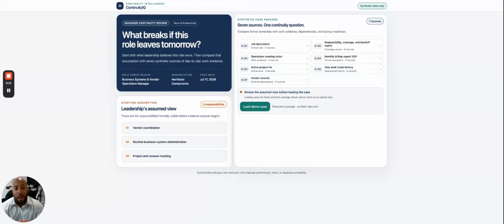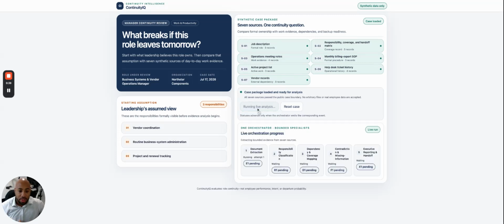And to not waste time, I'm going to go ahead and kick this off. I'm going to kick off the orchestration by loading in those 7 buckets of information: job description, operational notes, active project list, responsibility coverage, and so on.